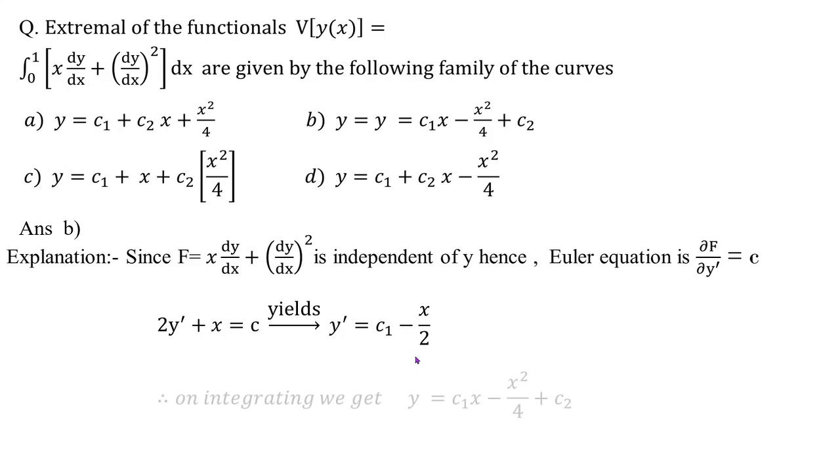Now integrate this, what you shall get? You shall get y is equal to c1x minus x square by 4 plus c2, which is nothing but option number B. So in this way, just by using the concept of the Euler equation and its various reductions as well as the various forms of the solutions, you can get the answer easily.